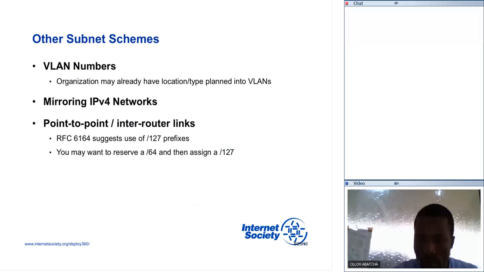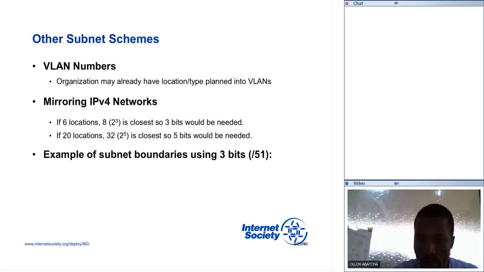In some cases, you might have point-to-point or inter-router links. And there is a suggestion that for some traffic efficiency, you might use a /127 prefix when you're assigning the actual interfaces and the addresses. But you may want to, though, reserve a /64 for that particular link on the network. Anyway, we can talk about more of this in questions if you'd like to.